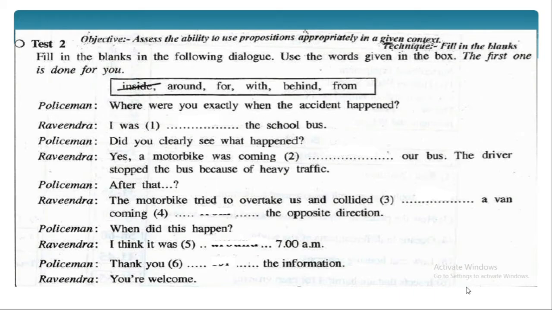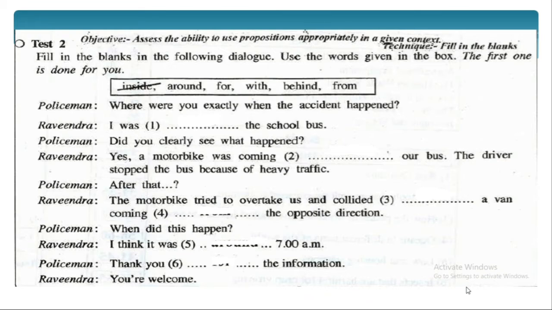This is a dialogue between a policeman and a witness named Ravindra. Here you have to fill in the blanks in the following dialogue. You have to use the words given in the box. The first one is done for you. Look at the words given: inside, around, for, with, behind, from.